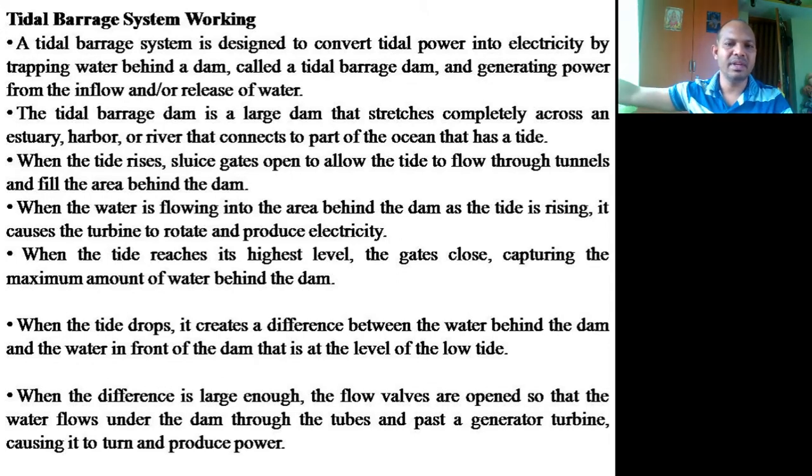Now when the tide drops, it creates a difference between the water behind the dam and the water in front of the dam, that is at the level of low tide, which we call an ebb tide or a neap tide. When this difference is large enough, the flow valves are opened so that the water flows under the dam through the tubes and past the generator turbine, causing it to turn and produce power. This is what we have discussed. The function of the dam or a barrage is the same thing.